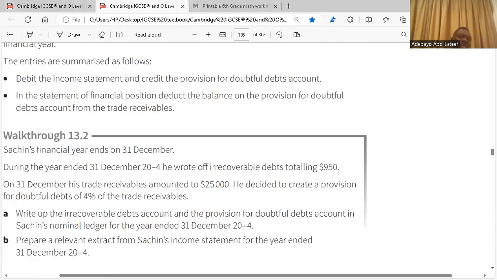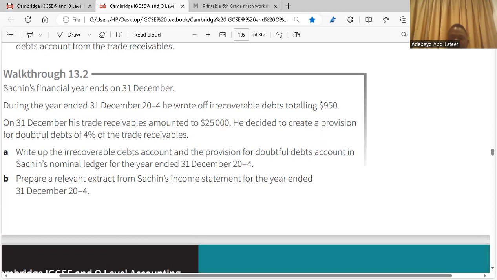Yeah, they said the entries are summarized as follows. Debit the income statement and credit provision for doubtful debts account. That is done. In the statement of financial position, deduct the balance of the provision of doubtful debts account from the trade receivables. And that's it. I think it's clear.